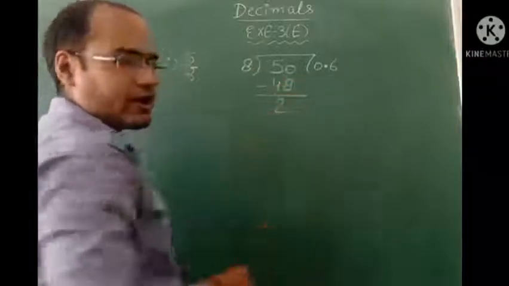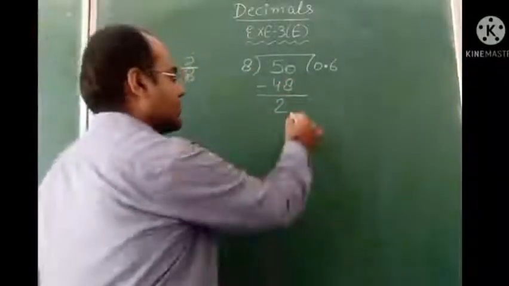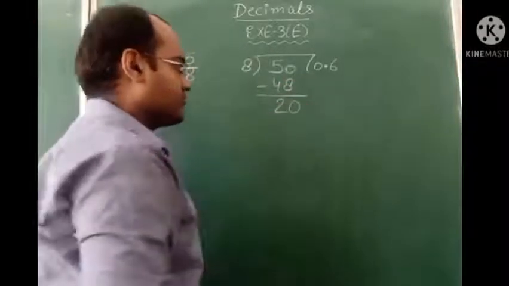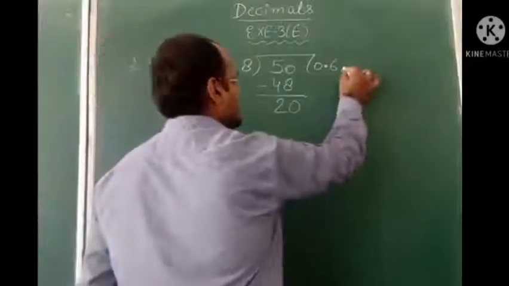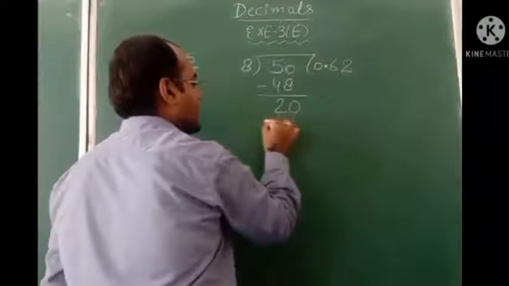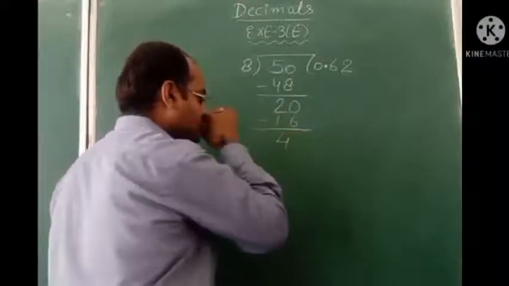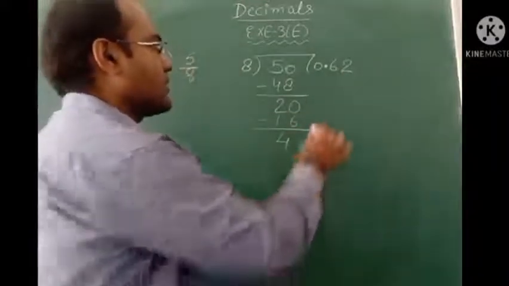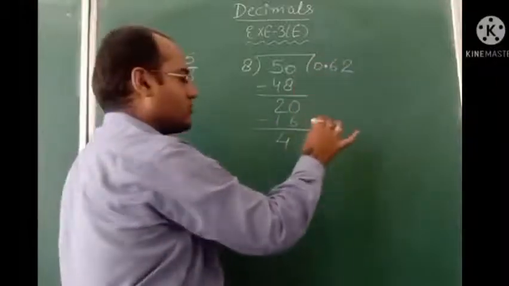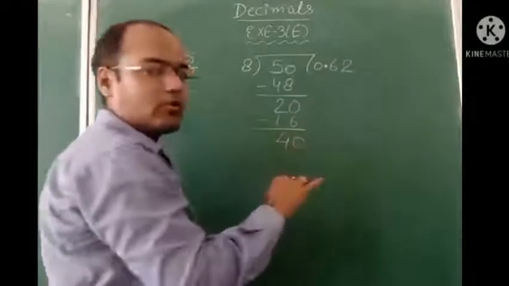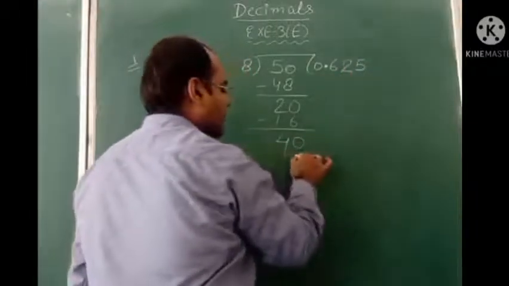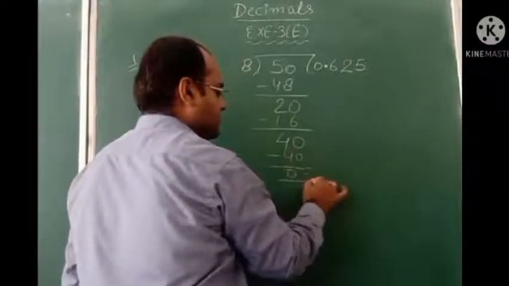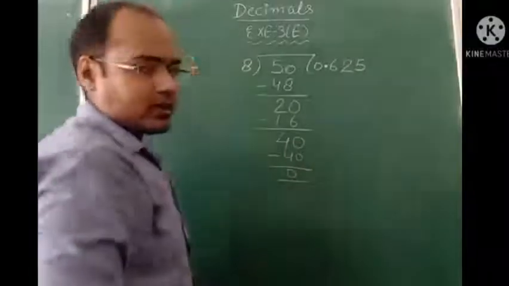Now decimal is already there in the answer. We can add 1 0 here. 8 table we will read again. 8 2 ja 16. Remainder will be 4. Now decimal is already in the answer, so we can add 1 0 in this step also. 8 5 ja 40. So finally we are getting the remainder 0. So here we got remainder is 0.